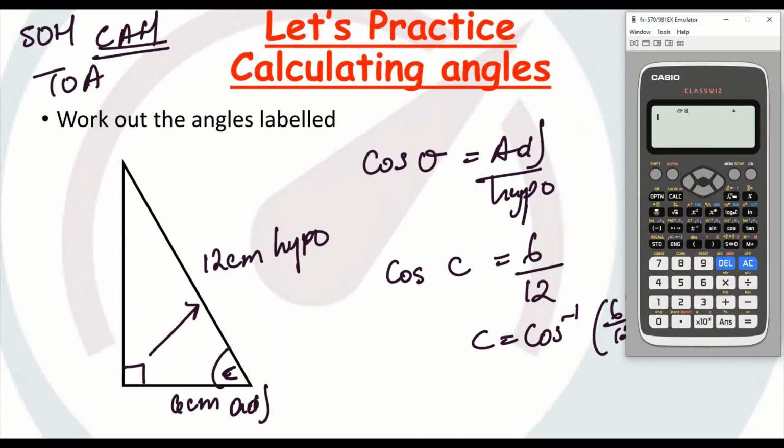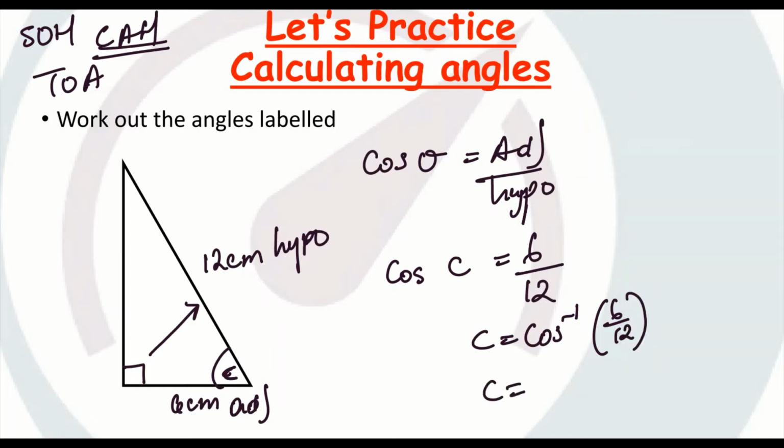So we go ahead and put it in our calculators. We press shift, cosine, fraction bar, 6 down 12. And that is equal to 60 degrees. So C is equal to 60 degrees. And remember, it's an angle, so we write it in degrees.